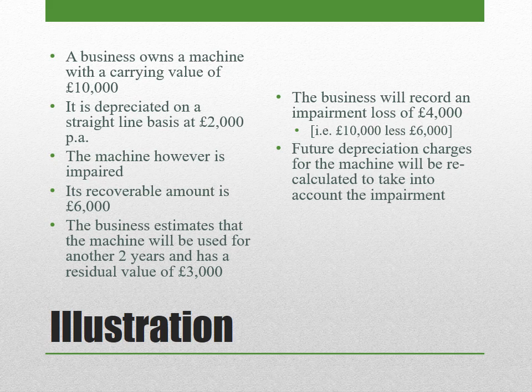And we'll also recalculate all of our future depreciation charges. And this is to take into account the impairment and our estimates for the remaining useful life and residual value. Now, as we're doing this on a straight line basis, our annual depreciation charge will be changed to the £6,000 recoverable amount less the residual value of £3,000, and we'll divide that by the 2 years of life that we expect to use this machine for. So our annual depreciation charge would be changed to £1,500.